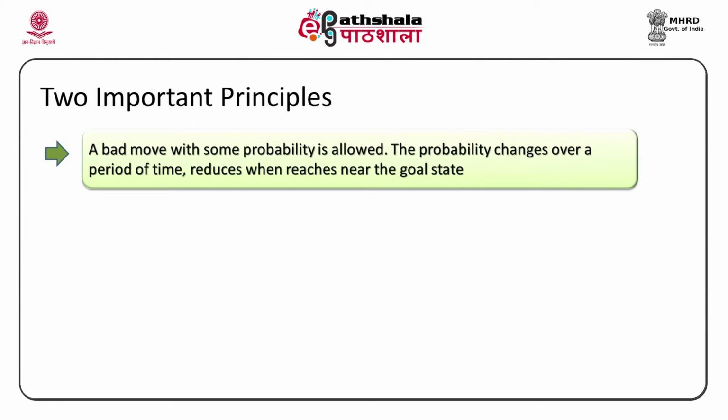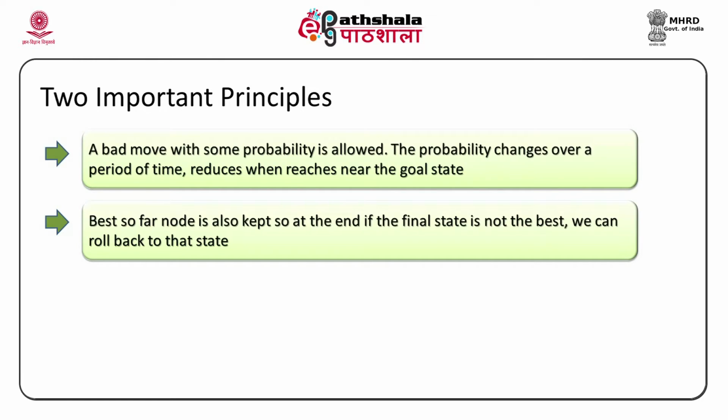First, a bad move is allowed with some probability, and that probability changes over a period of time. It does not remain the same. In the initial run, bad moves are allowed with almost equal probability as good moves, but later on it is almost 0. Not only that, it also keeps the best-so-far node.